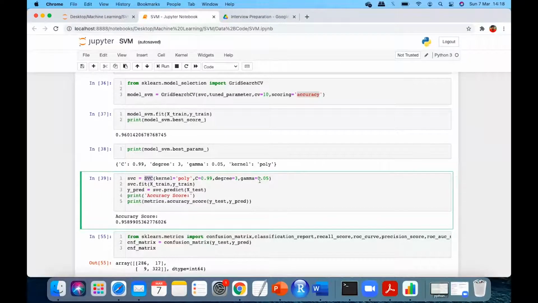And I also read about random search CV. Grid search CV is mostly used, but if you want to use any other such thing, randomized search CV is also there. But the crux of the matter is it will find out the best parameters for you.